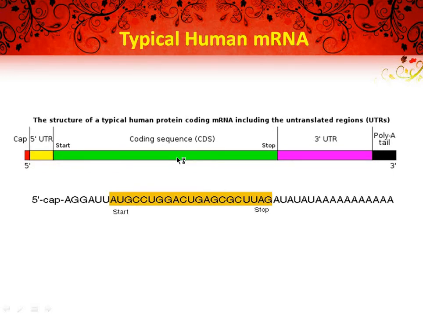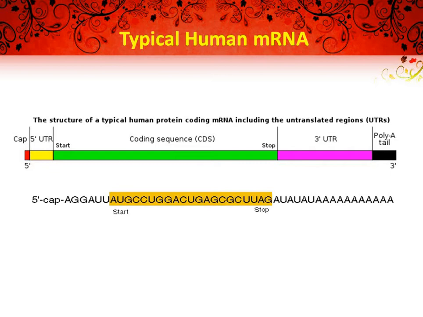Now this coding sequence has a start signal and a stop signal. The start signal consists of the initiating codon, which will be either AUG or GUG, and the stop signal is composed of the terminating codon. It will be either UAG, UGA or UAA.